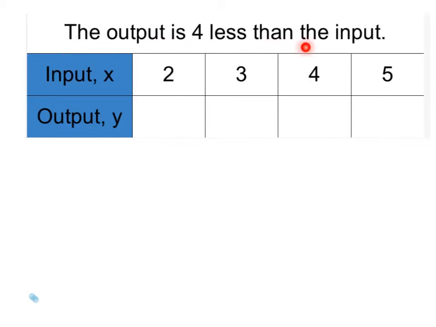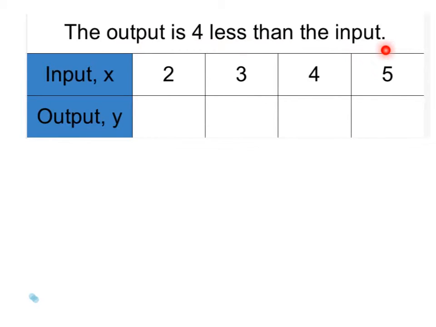And we have this to guide us. The output is 4 less than the input. Now, in order to solve this, we're going to need to come up with an equation so we can apply it to find out what our outputs are.